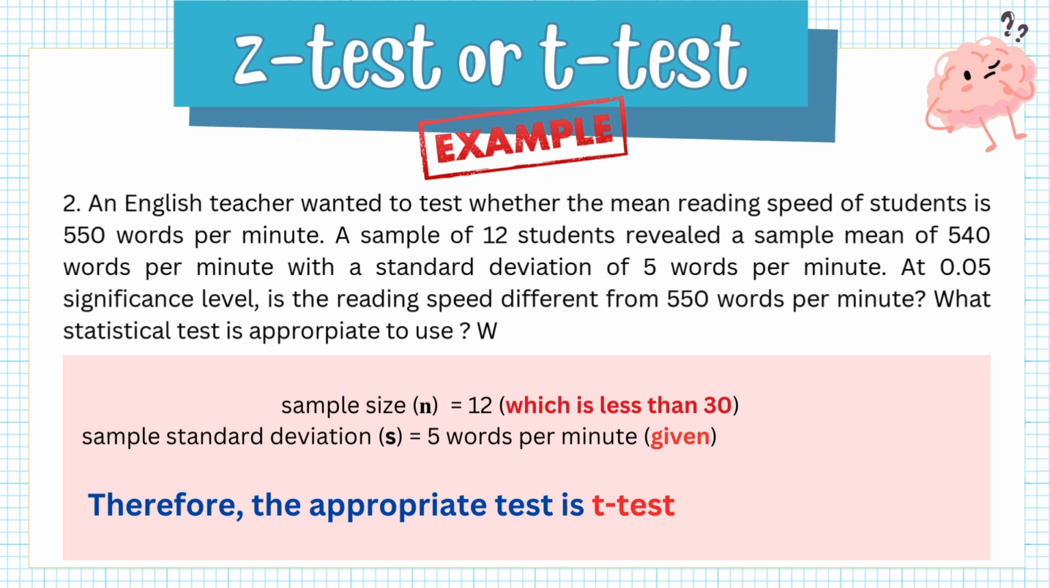Again, we are going to consider the sample size. The sample size given is 12, which is less than 30. And the standard deviation is 5 words per minute, which is a sample standard deviation, so we are going to use a t-test.